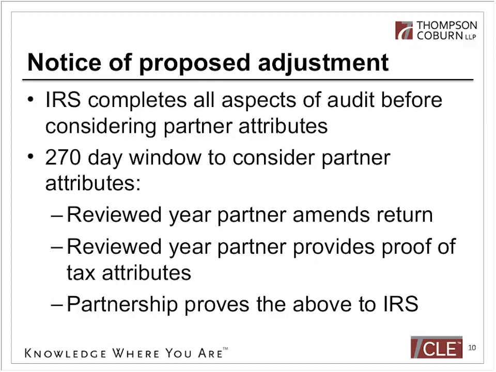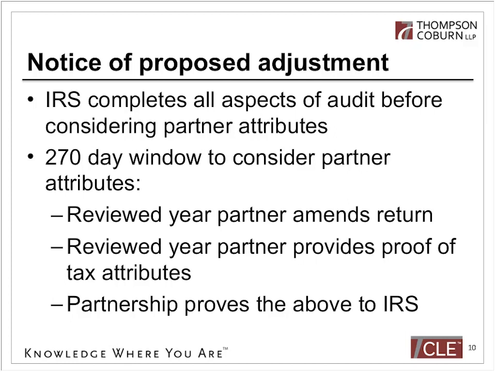But for now, the idea is, again, the reviewed year partner might be able to provide proof of the tax attributes, and then the partnership representative would take this proof of the tax attributes and send it to the IRS within that 270-day window, and then the IRS would accept those tax attributes or not accept it, depending on what the IRS thinks is fair. So you might want to actually provide this to the IRS sooner than the 270-day window, as a rough draft to see whether the IRS agrees that you provided everything that's required.